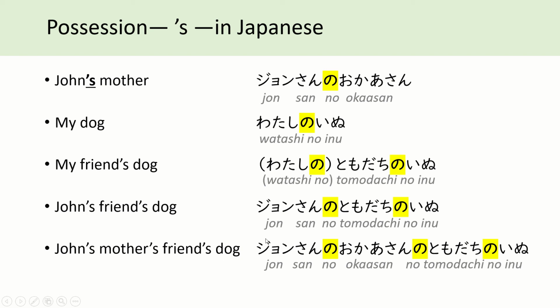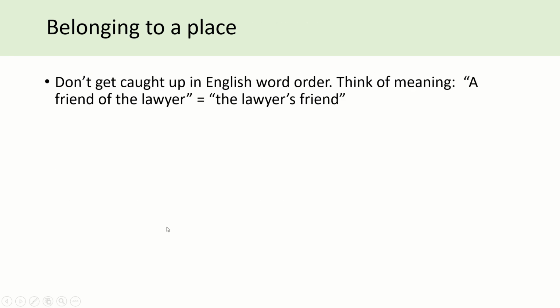Okay, so that's sort of the basics of possession. But in English, we can actually talk about possession in a bunch of different ways. And it's important not to get confused with the word order that we use in English. So say, for example, if I say a friend of the lawyer, that's the same thing as saying the lawyer's friend. In Japanese, we would translate this as bengoshi no tomodachi. So lawyer's friend.